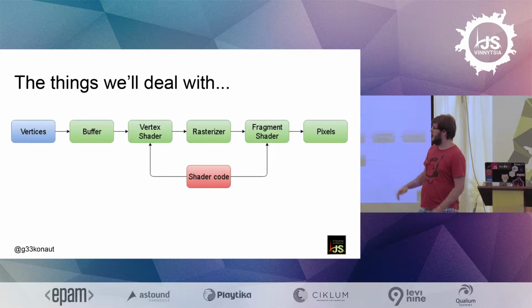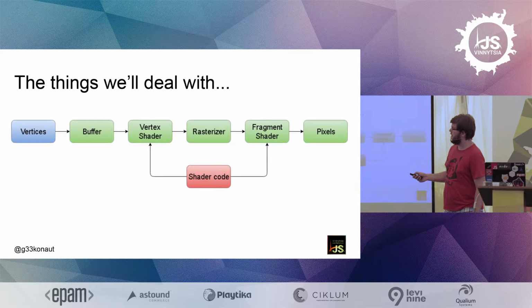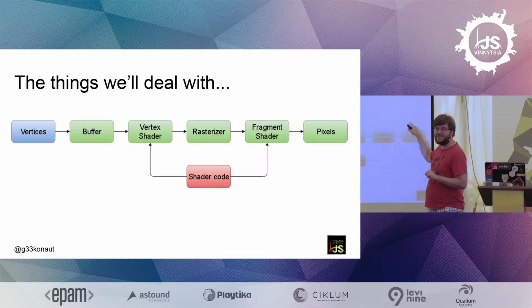So this is the pipeline that we have to deal with, and there's a lot of words on it. There's this box that says Vertices. What the heck is Vertices? Then there's a buffer. What? Then there's a Vertex Shader, then there's a Rasterizer, then there's a Fragment Shader, and then there's pixels. Okay, pixels we know. Right? Hopefully. If you don't know pixels, these little points that make this screen look like something, each of them is a pixel.